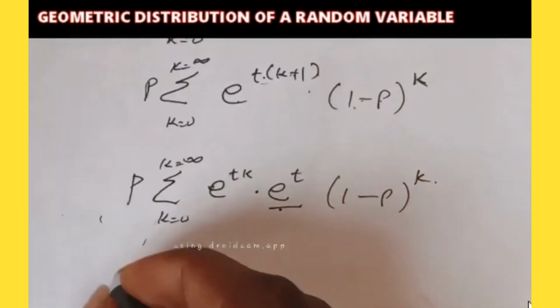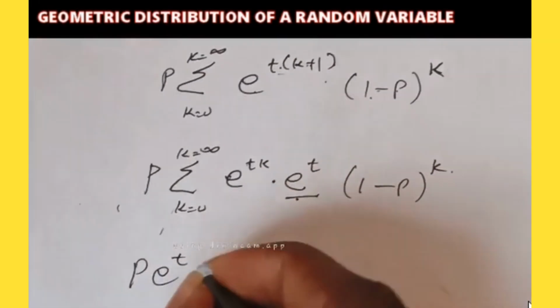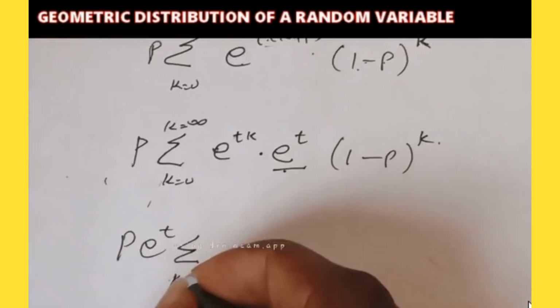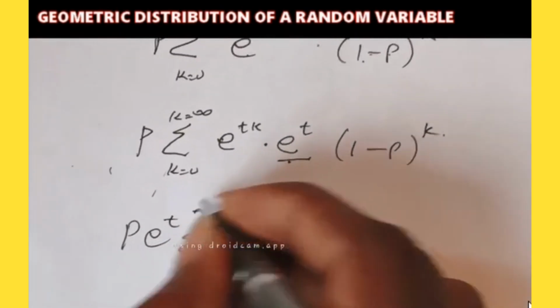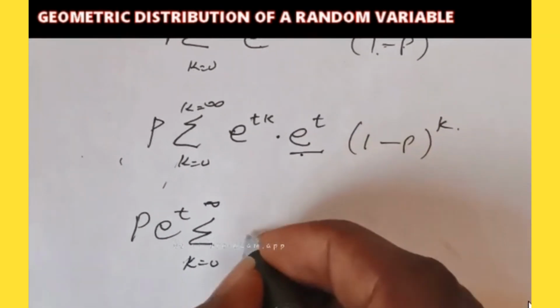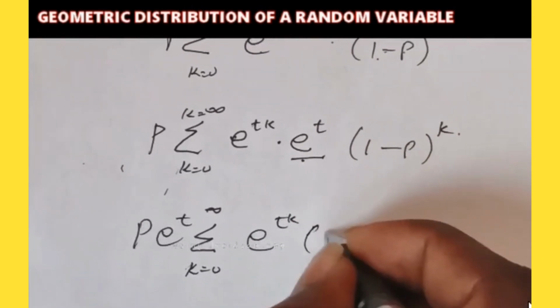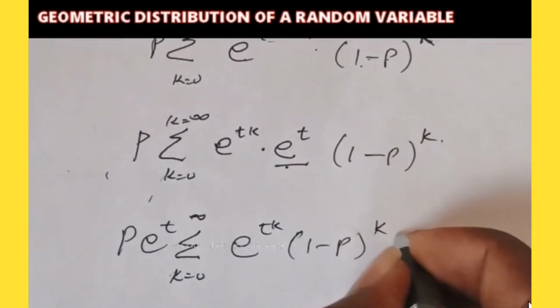So this is going to be p e^t times the summation when k is 0 up to infinity, then we multiply by e^(tk) times (1 minus p)^k.